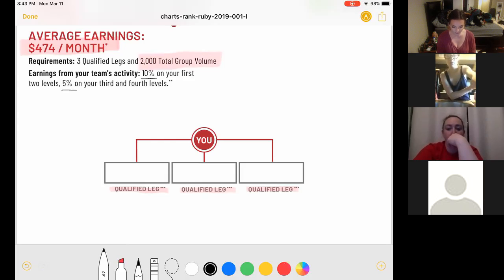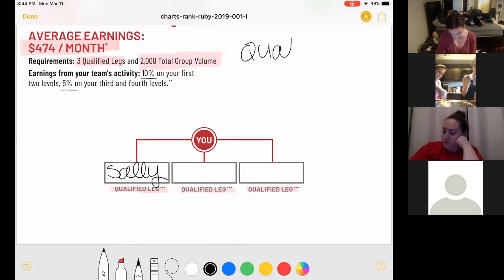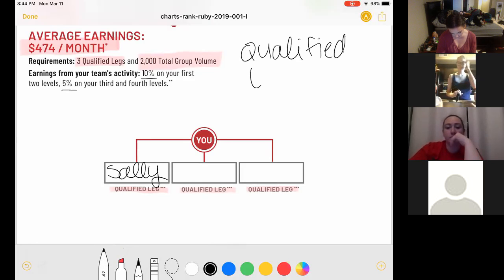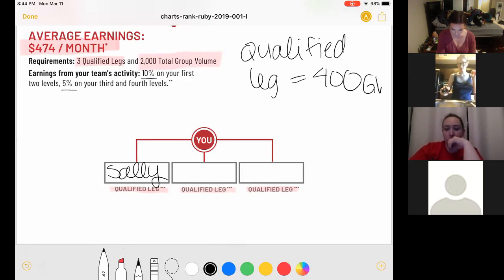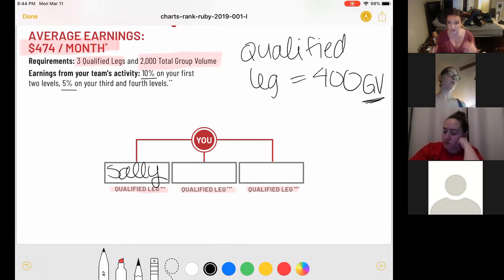So first, you guys are probably wondering, what the heck is a qualified leg? Say that Sarah signed up her friend Sally, okay? A qualified leg means they have 400 GV. GV stands for group volume. Group volume is sales. Every single product has a certain volume attached to it. For example, our hair, skin, and nails is $33, but it has 30 volume attached to it.